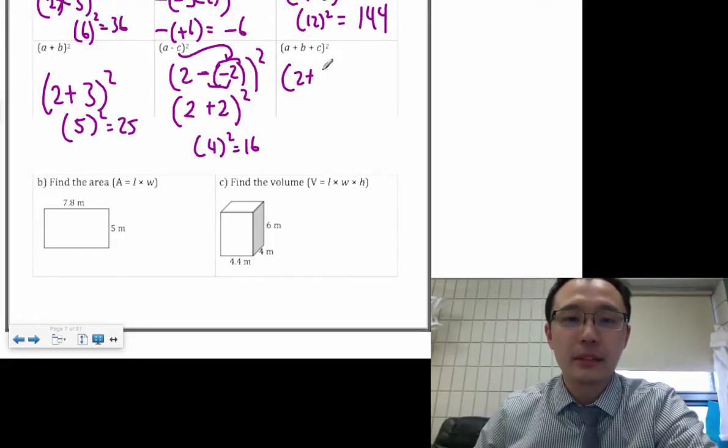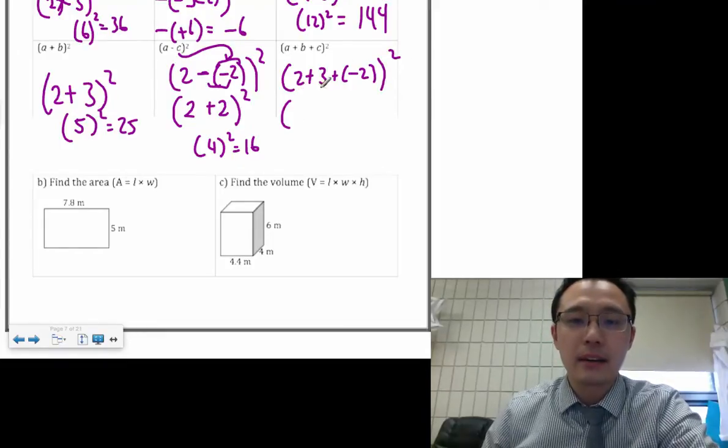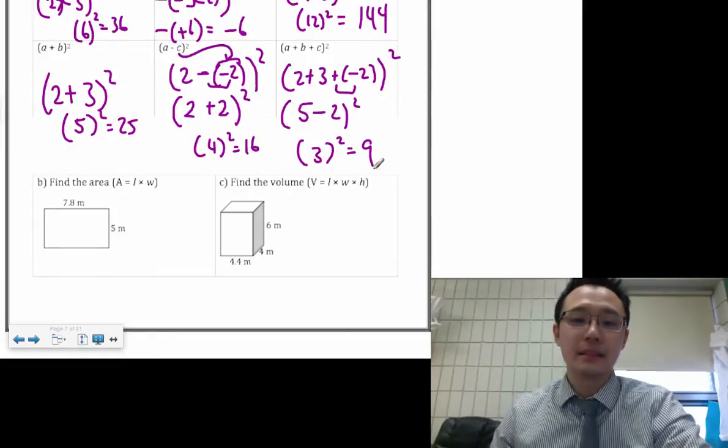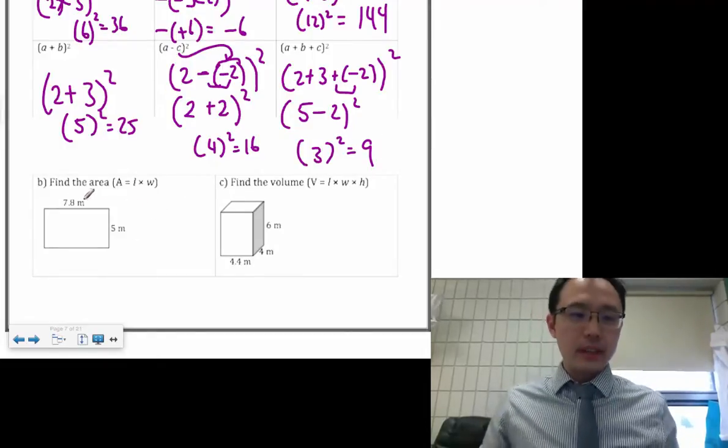Finally, last one, 2 plus 3 plus negative 2, because C is negative 2. Combine these: 2 plus 3 is 5. Positive, negative is negative 2. Okay, and then 3 squared is 9. All right, finish this up.